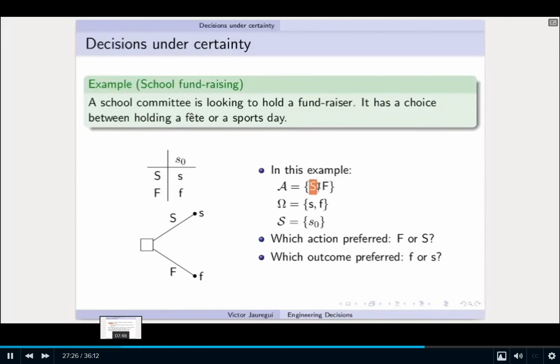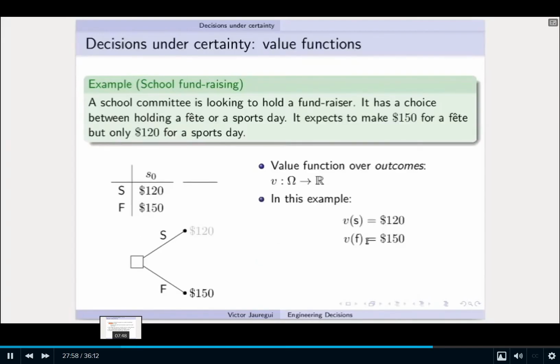So in this case we have two actions, sports day and fete, and outcomes corresponding to sports day and fete, and we may even really ignore the state because there's just one possible state. There are no multiple possible states, in other words, no uncertainty. The question is which action is preferred, F or S? Well, that is determined by which outcome we prefer, because F directly determines the outcome and S directly determines the outcome. So it's really hard to say which one is preferred unless we have some way of comparing the outcomes, right?